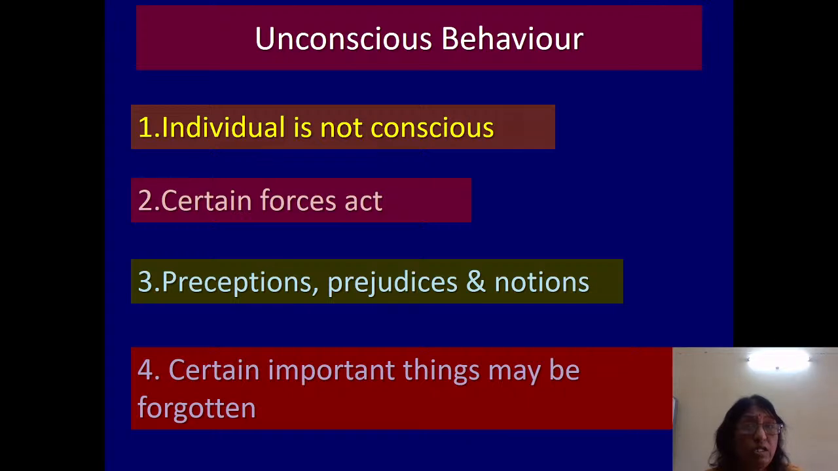Unconscious behavior. What is unconscious behavior? Without knowingly we behave like that. Individual is not conscious of his or her behavior. So certain forces act on the individual to behave in that way. It may be because of the peer pressure. Like for example, 4 or 5 boys sit together and one of them smokes, and he wants other boys also to smoke. It's a peer pressure, certain forces which act on them. And then the perceptions, I told about the perceptions, and then the prejudice, notions, etc. It is all unconscious behavior.